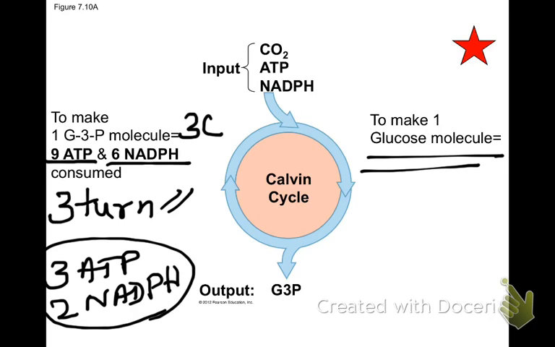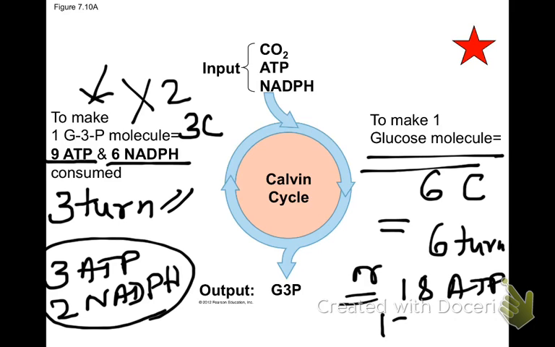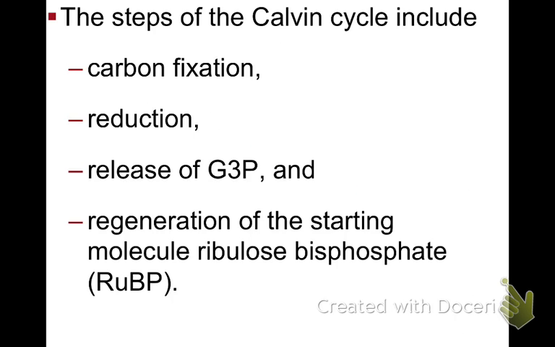To make one glucose molecule, which is a 6 carbon molecule, I need 6 turns, or 2 times this. Does that make sense? So I need 18 ATP and 12 NADPH. Okay? So what are the different steps? First is fixation, then reduction, then release of the G3P, and then you have to regenerate the molecule.